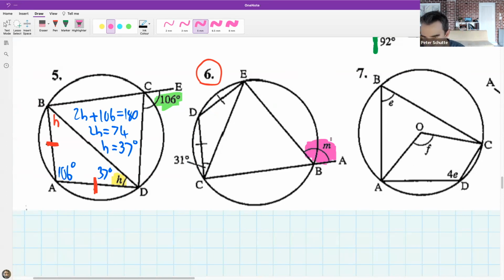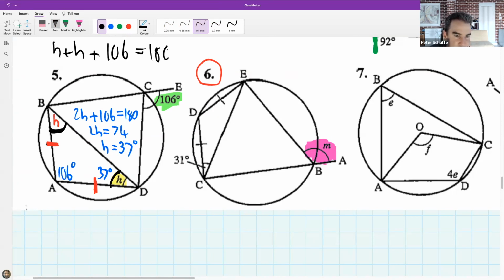Oh, why do we divide by 2? So Nozi's asked, why do we divide by 2 in the previous question? So Nozi, if you think about question 5, an important idea is that the angle up here and the angle down here are the same. So we say H plus H plus 106 is 180. Because H and H are like terms, we say 2H plus 106 is 180. So that's where the 2H comes from. And then we just followed the process. Does that help? Let me know if that helps.